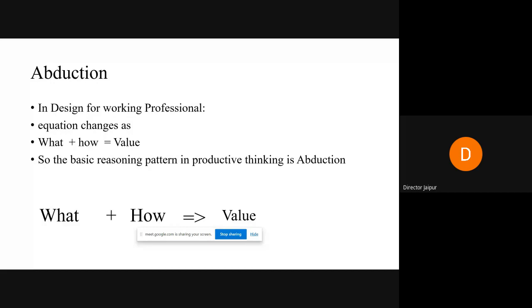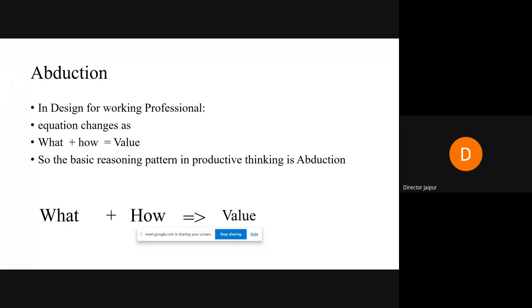So when you study various designers' work, adopting some designated practices could be interesting for those organizations, because the designers have been dealing with very, very open and maybe even complex problems for many, many years. So this complexity of problems can be solved or helped by abduction. So abduction gives you what plus how is equal to value.